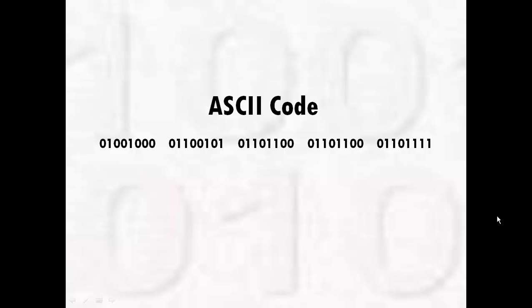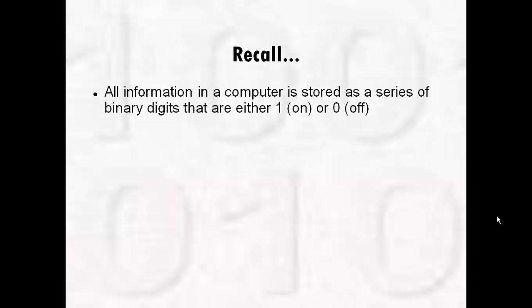Alright, welcome to today's lesson on ASCII codes. Now if you remember from previous lessons, all information in a computer is stored as a series of binary digits that are either 1 in the on position or 0 in the off position. That means that everything you could possibly imagine being on a computer, videos, pictures, text, numbers, everything is going to be stored as a 0 and a 1 on your computer.